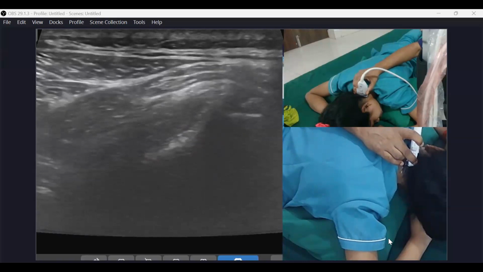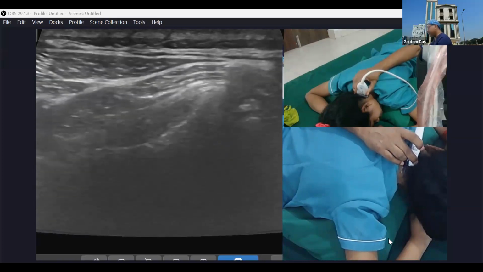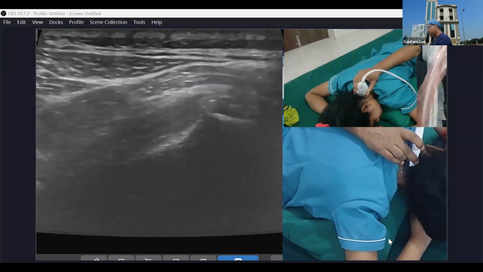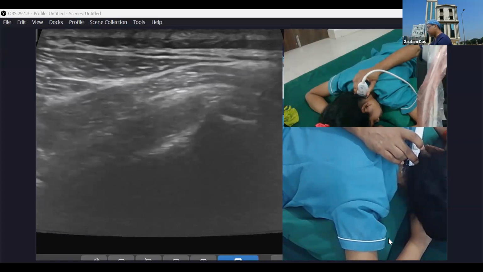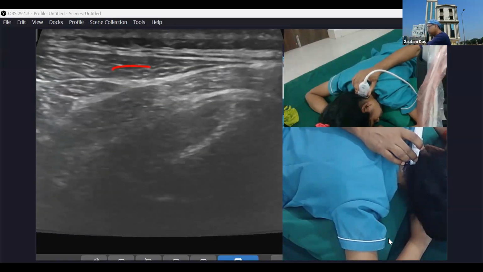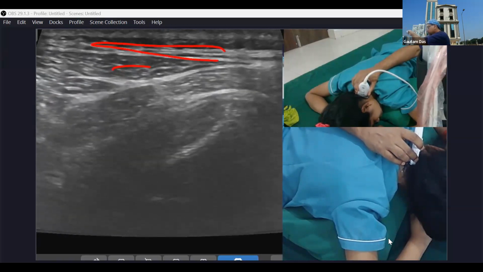Inferior oblique. Above that, what muscle will be there? Two muscles are there. One is your rectus capitis posterior major, and above that is your semispinalis capitis. Above that, a very thin layer of the trapezius muscle.